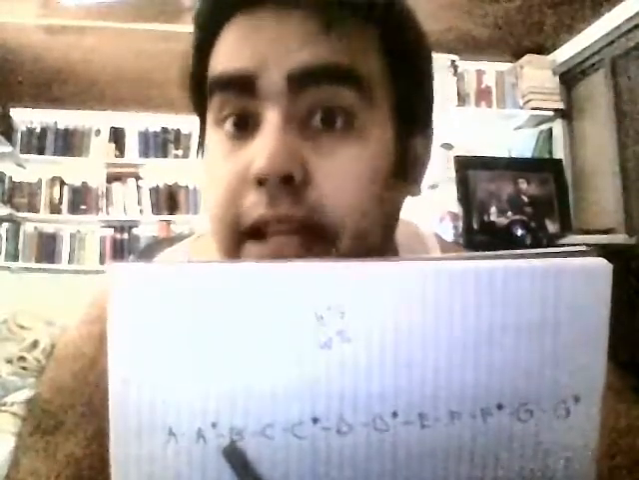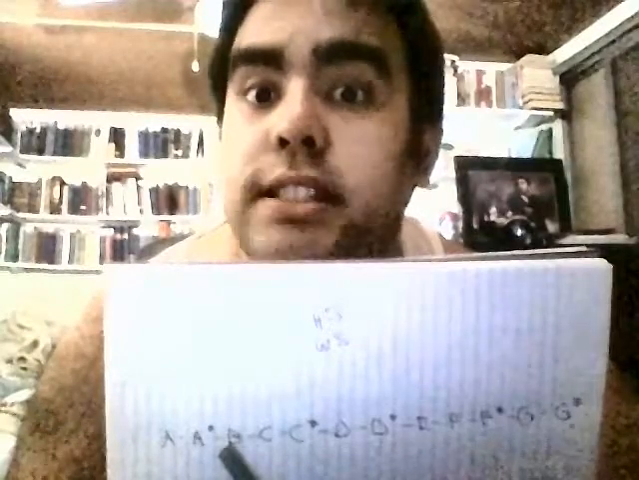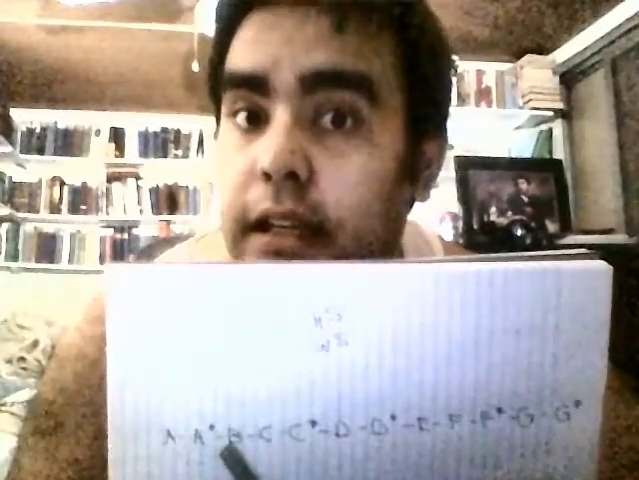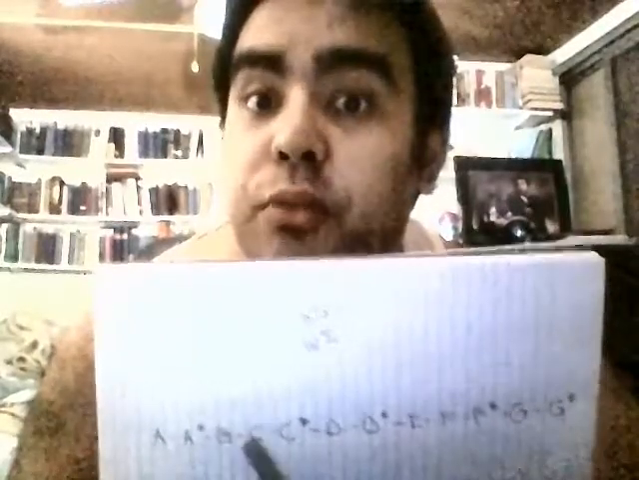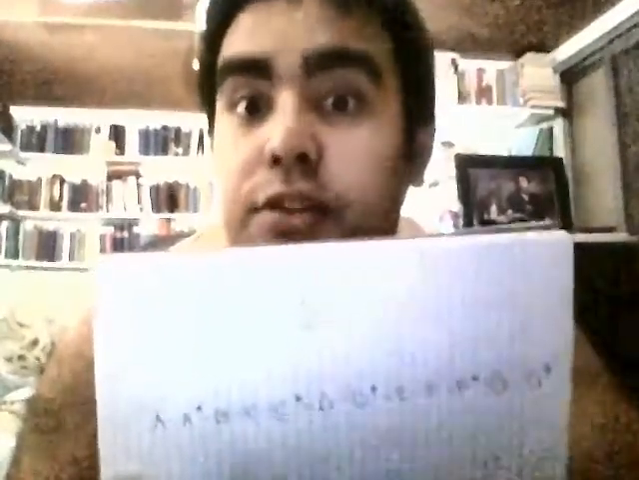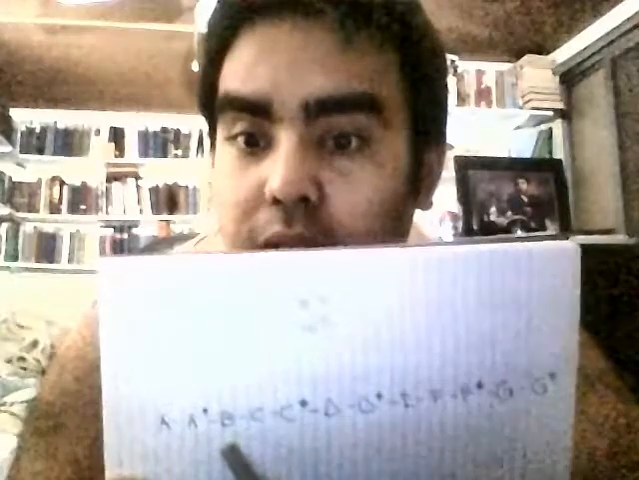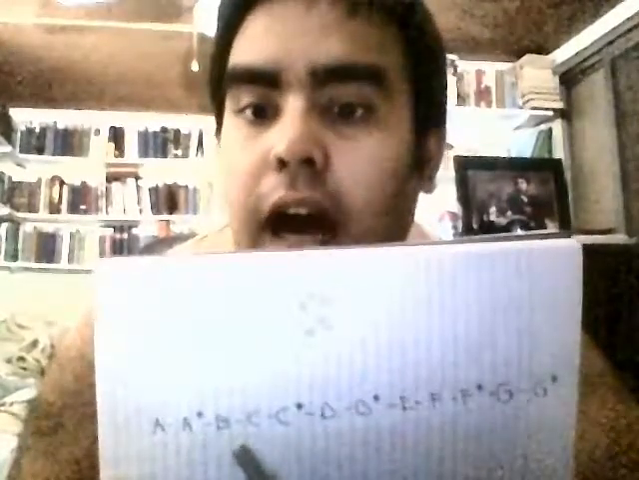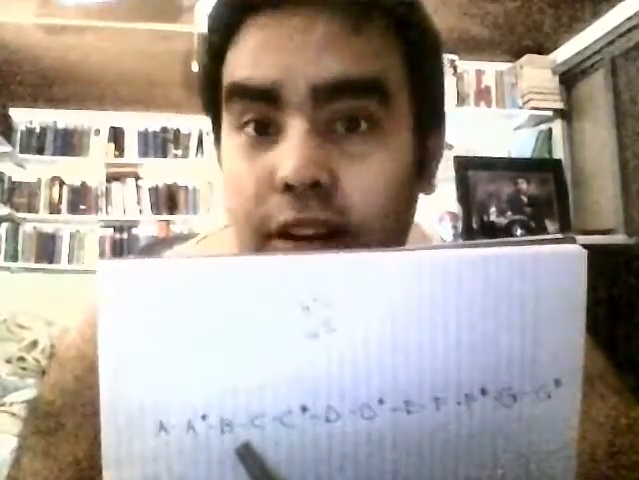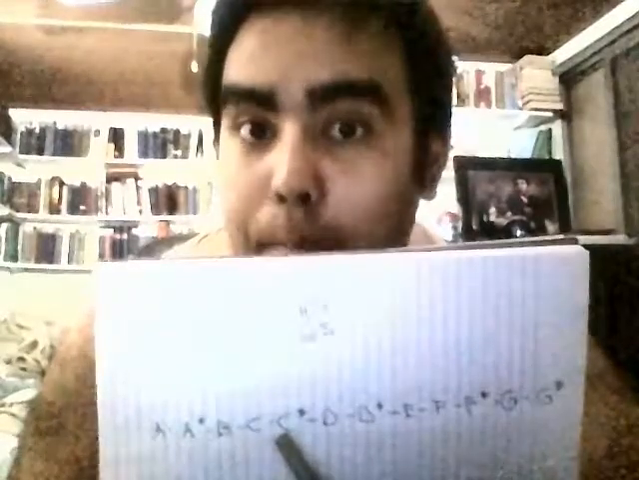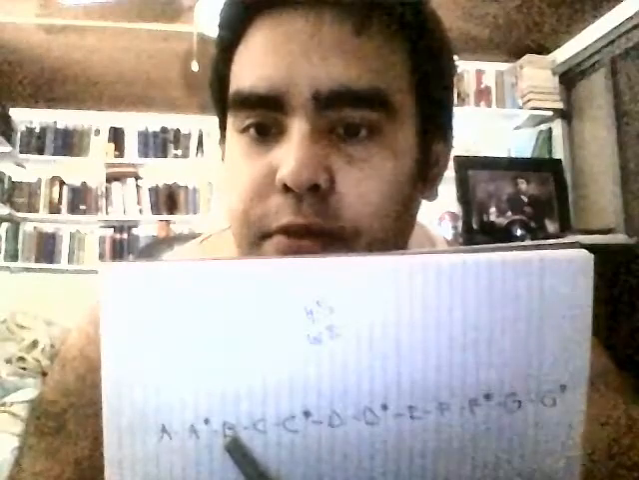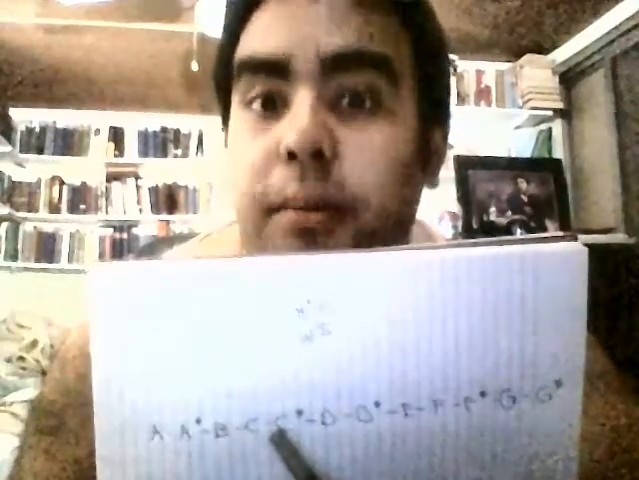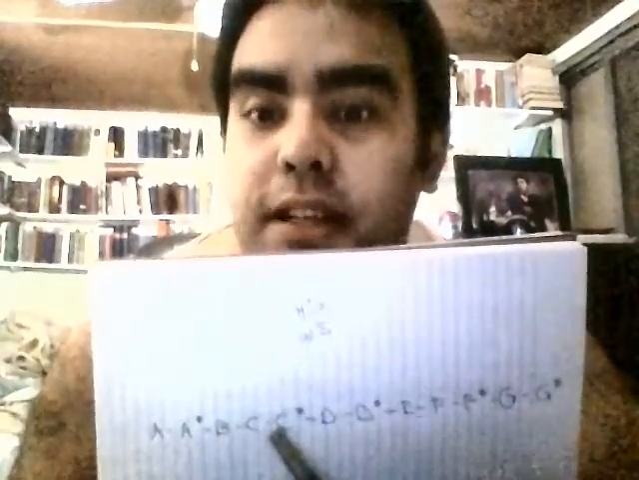Okay, now from B, what's a whole step up from B? A whole step is 2 movements, right? 2 points up. So you're on B, you move up 2 points. Where are you? You're in C. No, you're not in C, you're in C sharp. A whole step is 2 moves, so 1, 2, C sharp. A whole step up from B is C sharp.